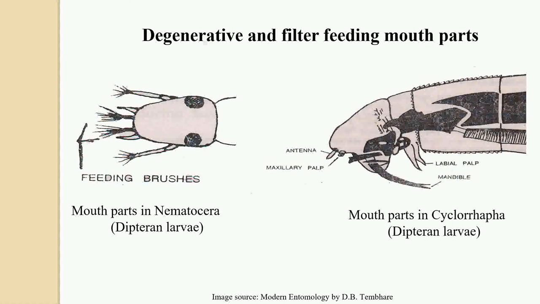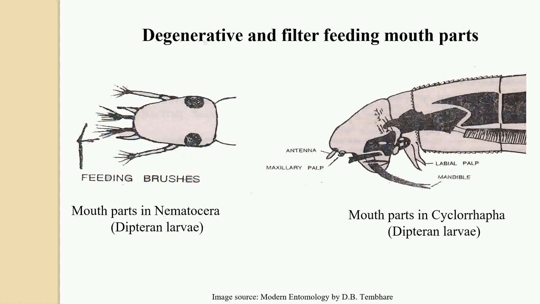Then the last part of this head region of the insect is the degenerative and filter feeding mouth parts. Now, degenerative or filter feeding mouthparts are found in the larvae of many insects. For example, the larvae of Nematocera and the larvae of Cyclorrhapha are provided with this kind of degenerative or filter feeding mouthparts. They are also found in the larval stages of Diptera, such as the mosquito, and also in the larvae of the Ephemeroptera.